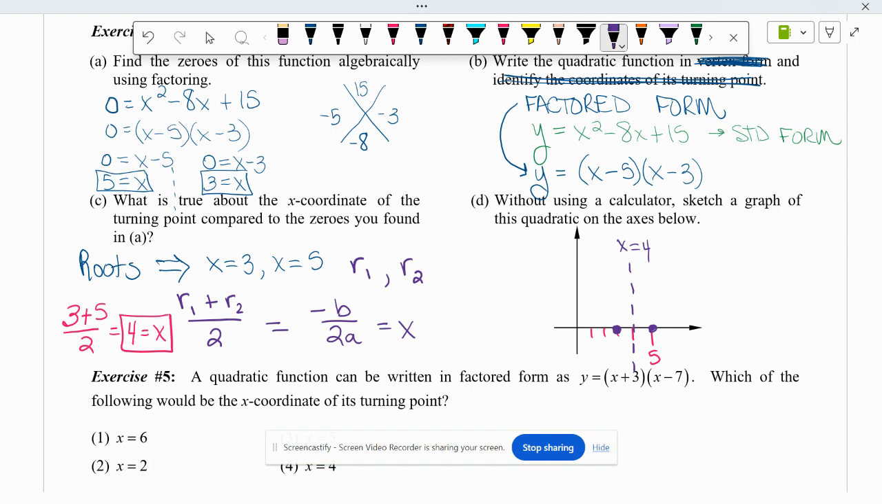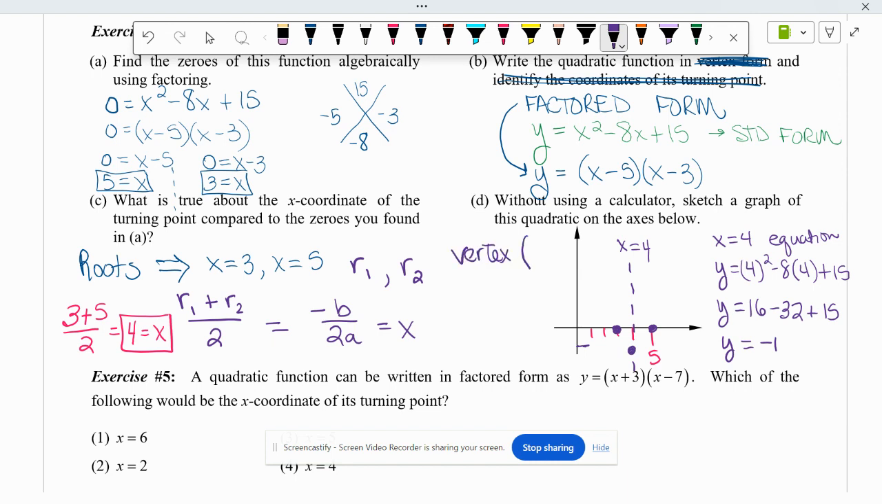I'm going to plug x equals 4 into my equation and solve for y. y equals 4 squared minus 8 times 4 plus 15. y equals 16 minus 32 plus 15. y equals negative 1. So my vertex is the ordered pair (4, negative 1).